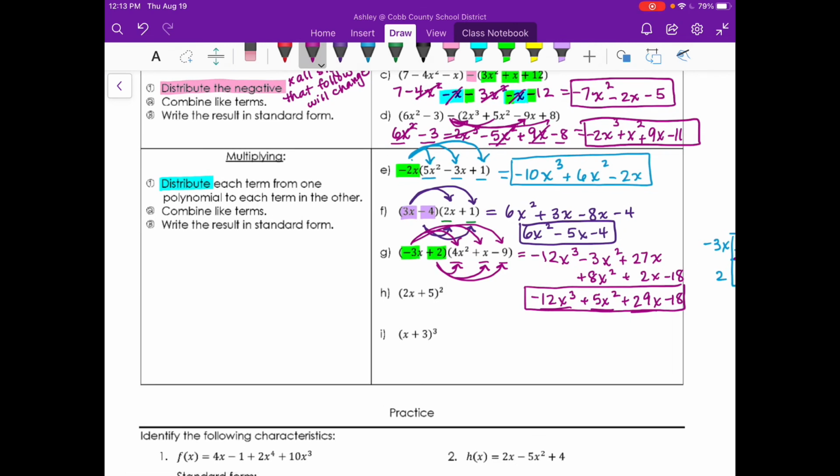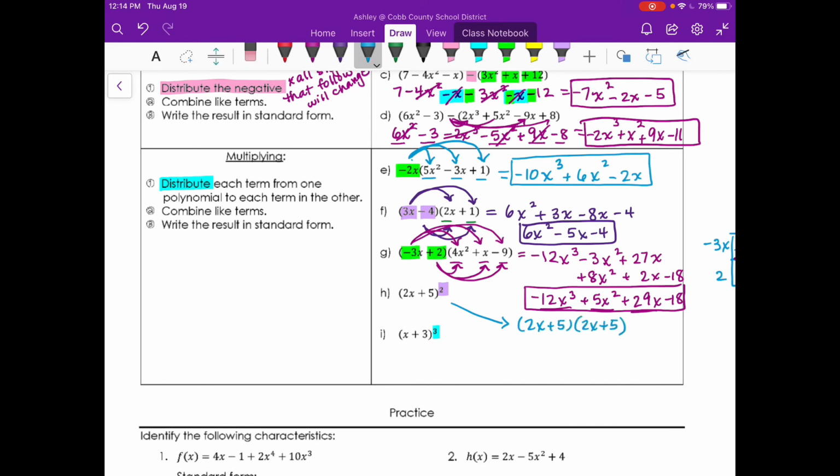All right, and then these last couple, these are asking us to take the whole quantity and multiply it times itself. So on h, it's squared, meaning that we're going to multiply 2x plus 5 times itself once. And then on I, it's cubed, so we're going to multiply x plus 3 times itself 3 times. All right, so here we go. I'm going to kind of scoot this one down here. So 2x plus 5 times 2x plus 5.